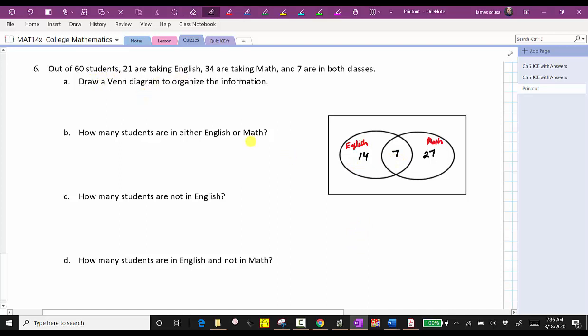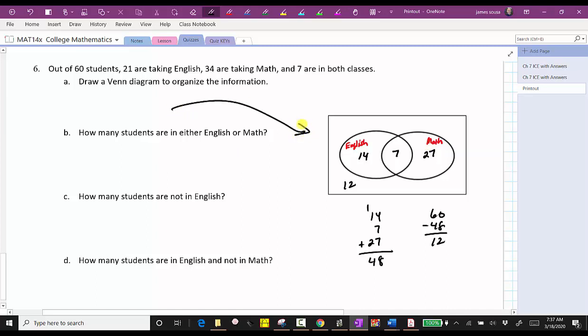And then finally, we're told there's a total of 60 students. Notice how so far we've accommodated for 14 plus 7 plus 27 students, which is 48 students, which means there must be 12 students not taking English or math, or 12 students out here in the universal set. Again, because 60 minus the 48 gives us the 12, so there must be 12 students not taking English or math. So there's part A.